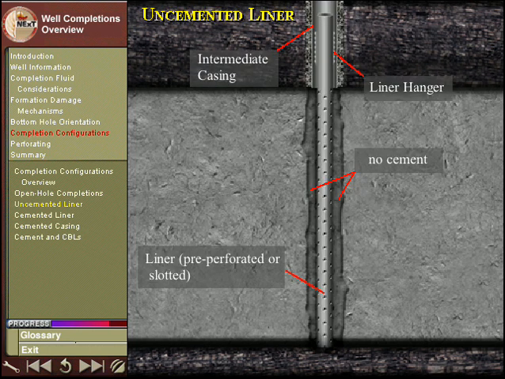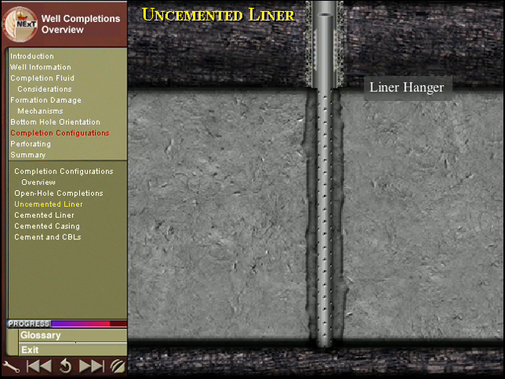An uncemented liner completion is one in which a smaller diameter casing is set above the producing zone and extended through the producing interval. The top of the liner generally overlaps the bottom of the casing 50 to 100 feet. The liner is typically anchored in the casing using a liner hanger.